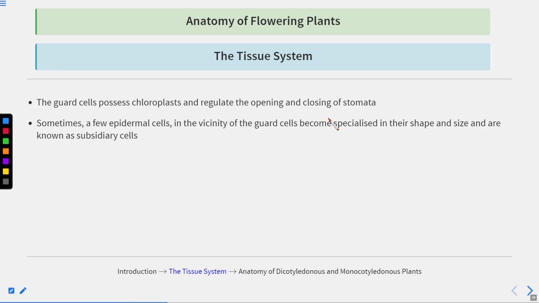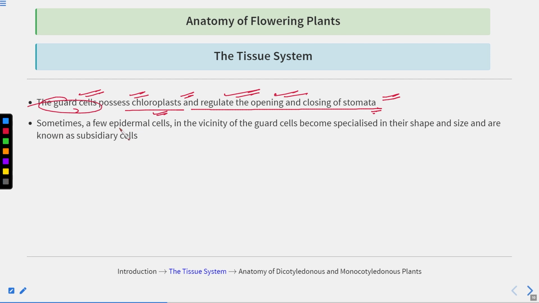The guard cell possesses chloroplast. You can see the guard cell has chloroplast in it, and it regulates the opening and closing of the stomata. So the guard cells are very, very important, as they possess chloroplast. It means that in guard cells photosynthesis is taking place, sugar is synthesized, and it regulates the opening and closing of the stomata as well.